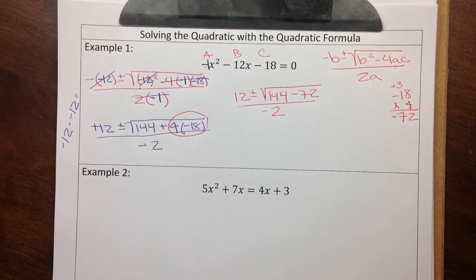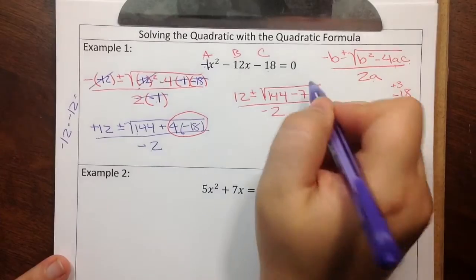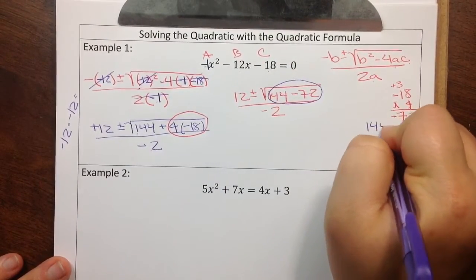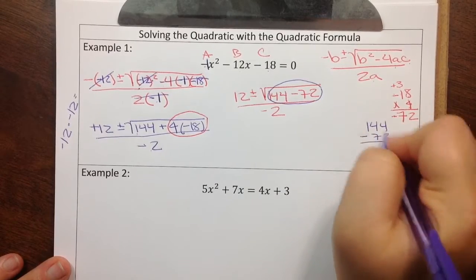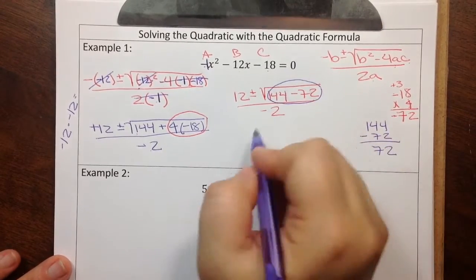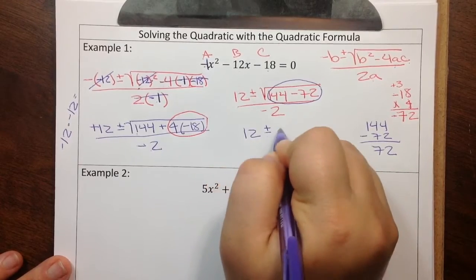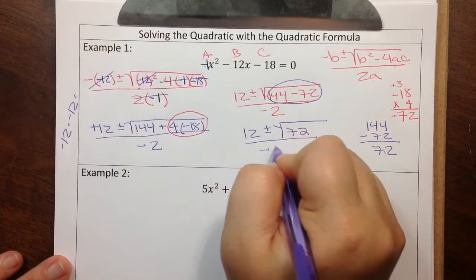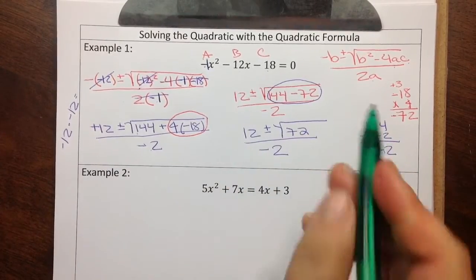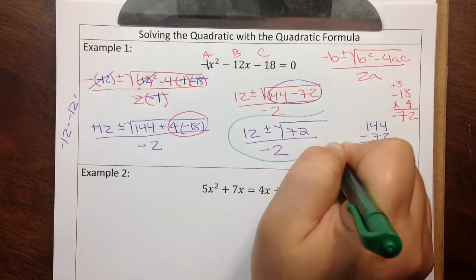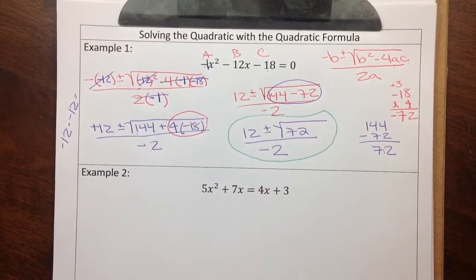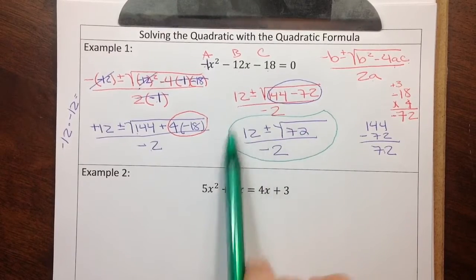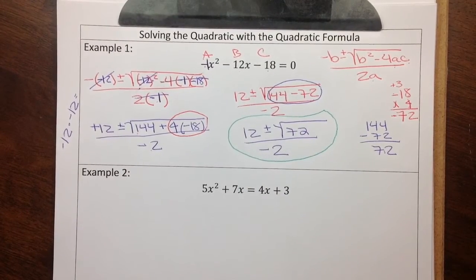So again, I'm almost done, but I'm not finished yet, because right here I can still subtract. So I just go off to the side. 144 minus 72. I'm going to get 72. So now I'm left with 12 plus or minus the square root of 72 over negative 2. That's my answer. This is good enough. We are good to go for now. We are only in Algebra 1. We are not in Algebra 2. So there is not a square root of 72 because 72 is not a perfect square. So everything would stay like that, and that is our answer.